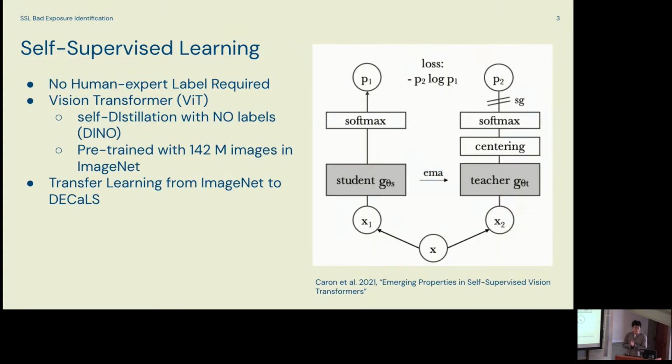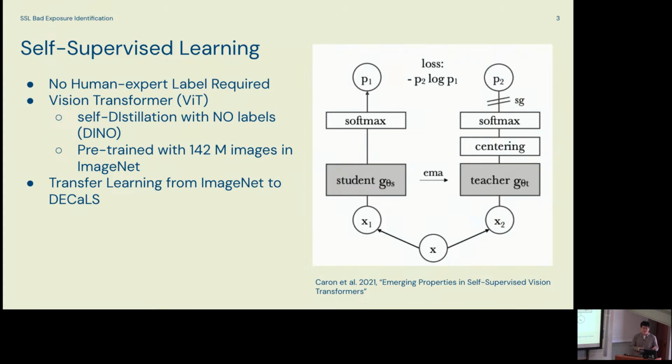So what is self-supervised learning? First of all, no human real label is required. It generates the self-supervised learning signal by itself. And one of the pipelines we use is called DINO, which even has no labels in its name. It's called self-distillation with no labels. And it's pre-trained using 142 million images in ImageNet.